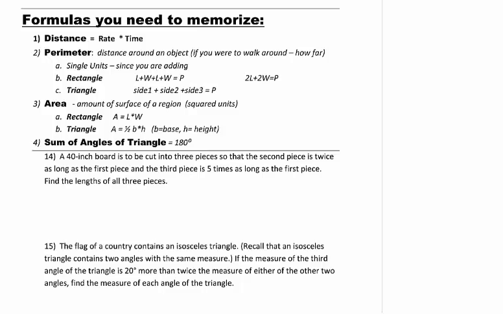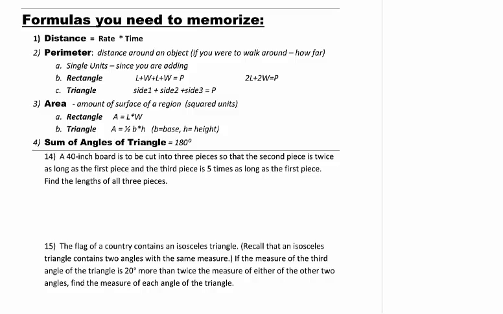This is part 3 of module 2 for MAT0028. We're starting off with the formulas you do need to have memorized for the test. The first one being distance equals rate times time. Perimeter, again, understanding that that means you're walking around the object, so you're adding the sides, which means single units.